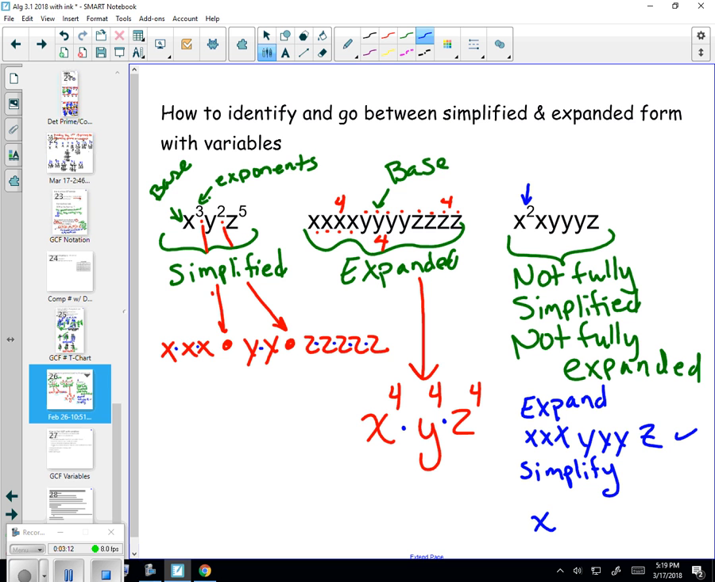How many x's are there? 3. How many y's are there? 3. How many z's are there? 1. Remember, when multiplying, that 1 is a ninja. So we can just hide him and have x cubed, y cubed, z. There is only one z.